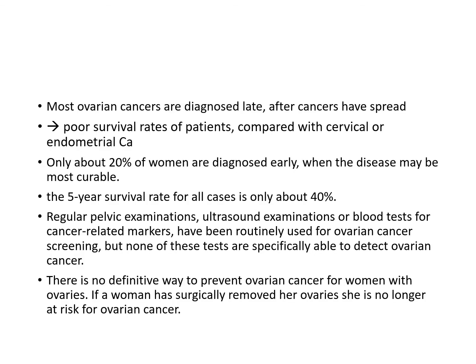Most ovarian cancers are diagnosed late after the cancers have spread, so this accounts for the poor survival rates of these patients. Compared with cervical cancer or endometrial cancer, only about 20% of women are diagnosed early, where the disease may be curable. The 5-year survival rate for all cases is about 40%, and regular pelvic examinations, ultrasound examinations, blood tests for CA125 have been routinely used for ovarian cancer screening, but none of these tests are specific. There is no definitive way to prevent ovarian cancer for women with ovaries.